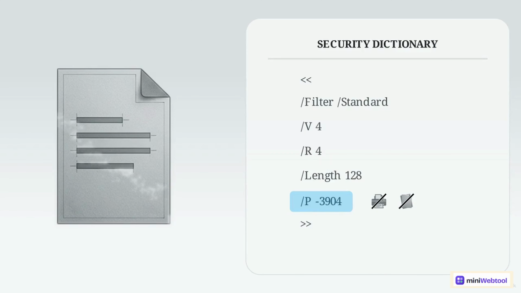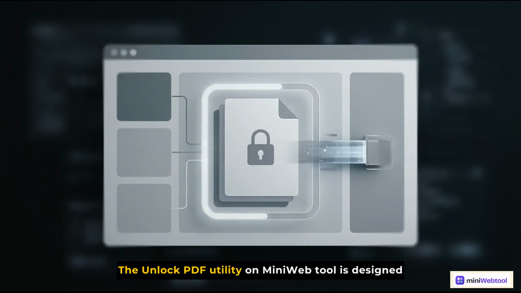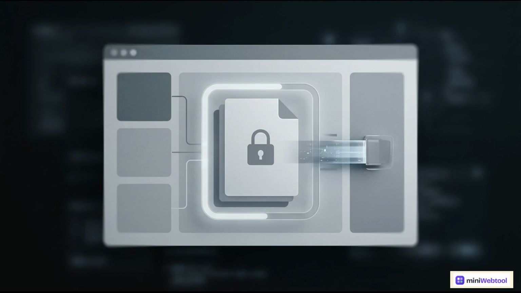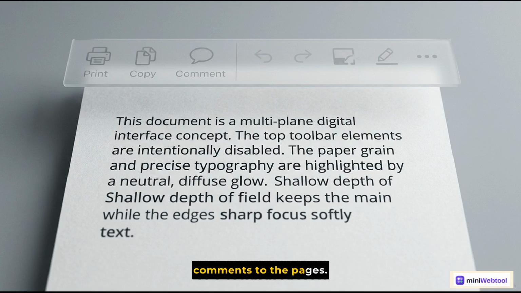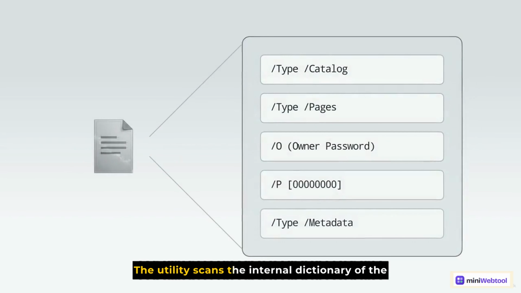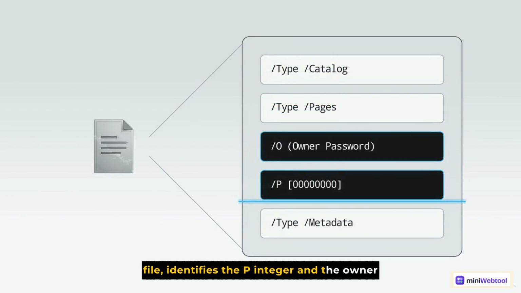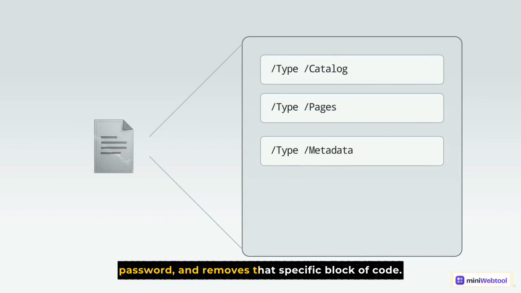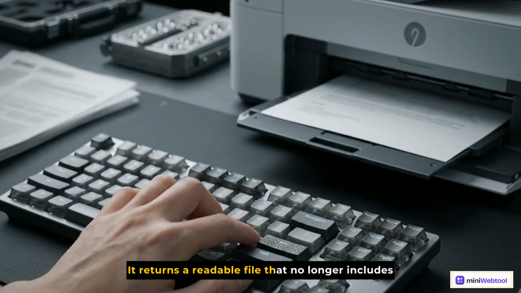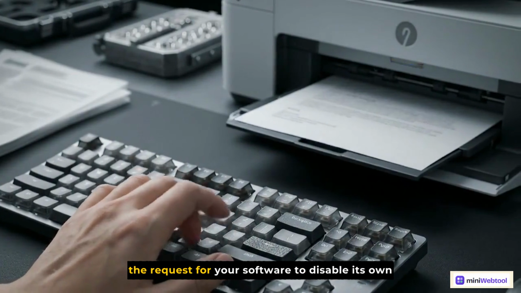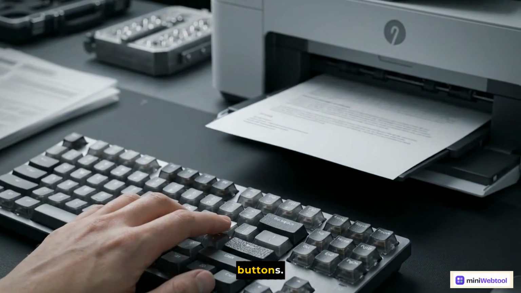the file's metadata. The Unlock PDF utility on MiniWebTool is designed to address this specific architectural quirk. This tool is used when a PDF opens freely, but prevents you from printing, copying, or adding comments to the pages. The utility scans the internal dictionary of the file, identifies the P integer and the owner password, and removes that specific block of code. It returns a readable file that no longer includes the request for your software to disable its own buttons.